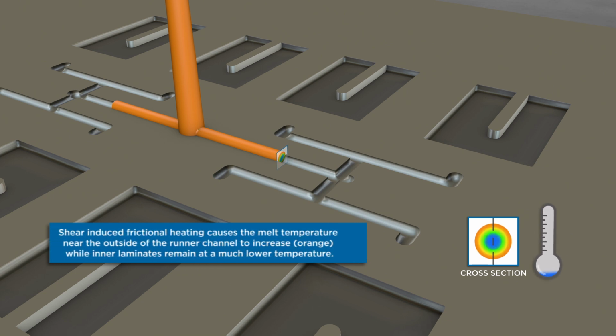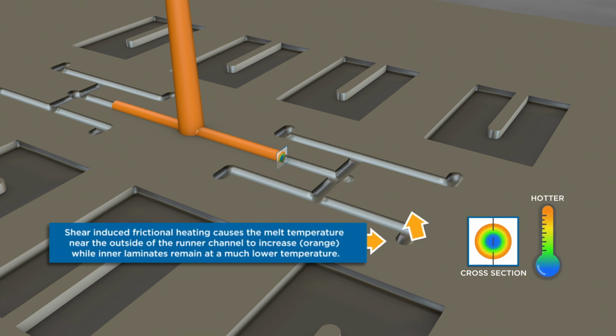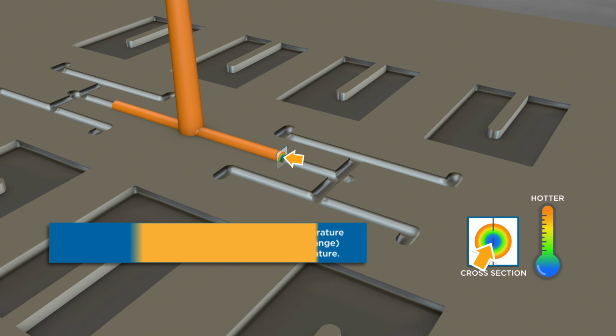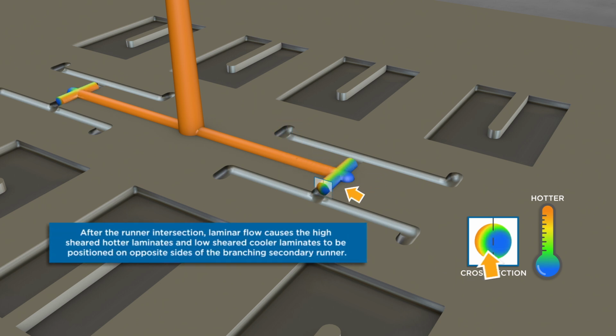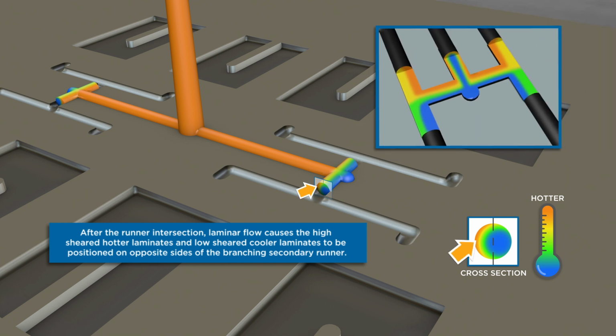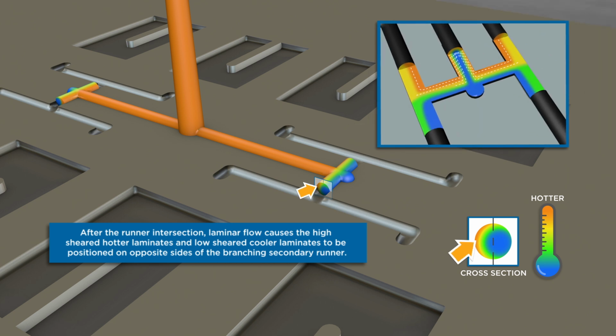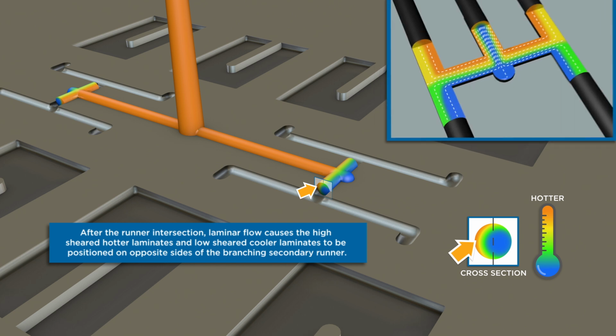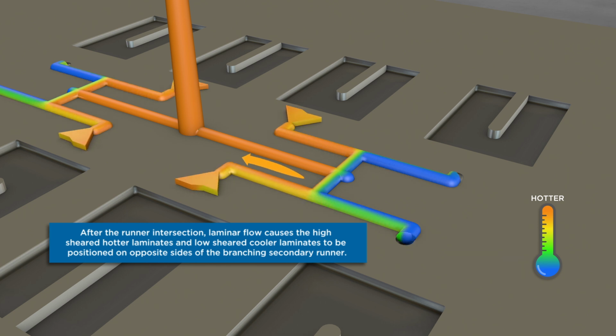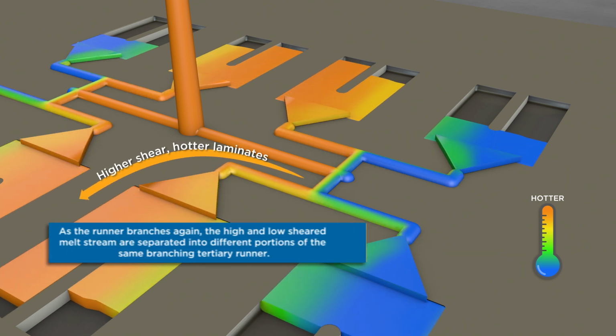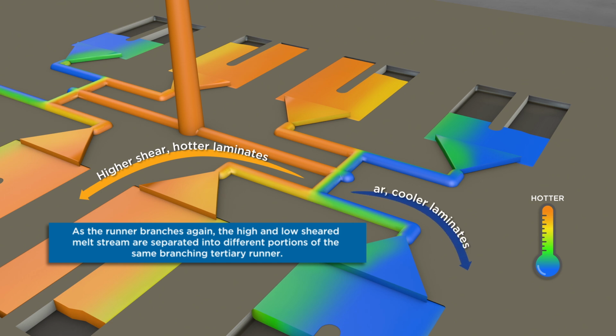Shear-induced or frictional heating causes the melt temperature near the outside of the runner channel to increase, seen here in orange, while the inner laminates remain at a much lower temperature. Because plastic flow is a laminar flowing material, as the plastic reaches an intersection in a runner and splits, the high-sheared and low-sheared material laminates will also split. So now, after the runner intersection, you have higher sheared, hotter material laminates on one side and lower sheared, cooler laminates on the other side of that secondary runner branch.